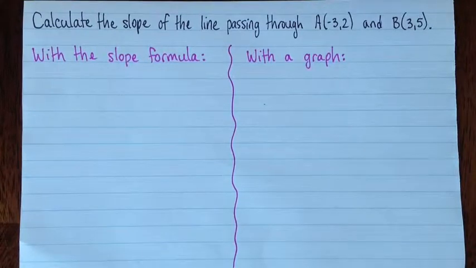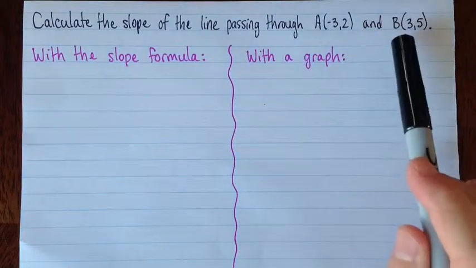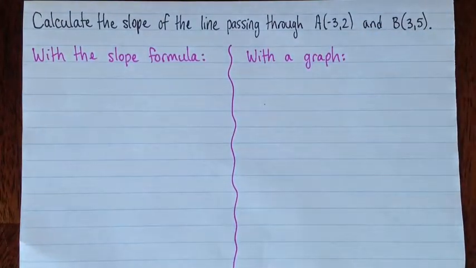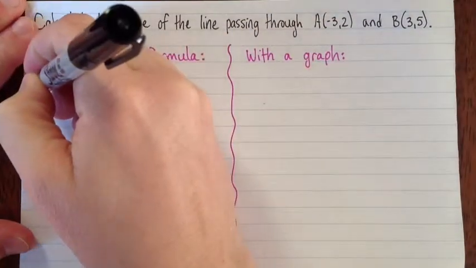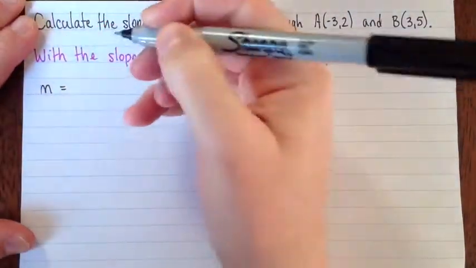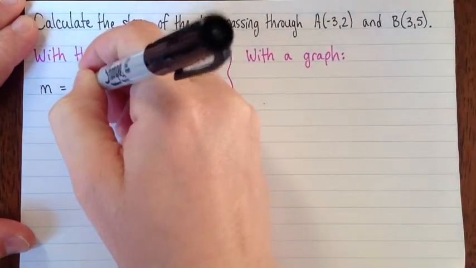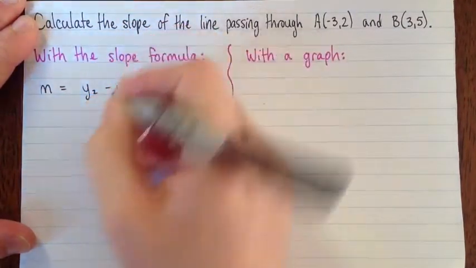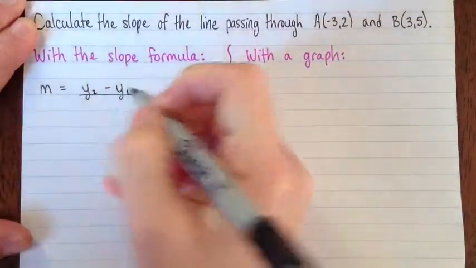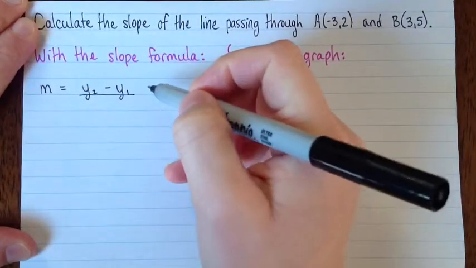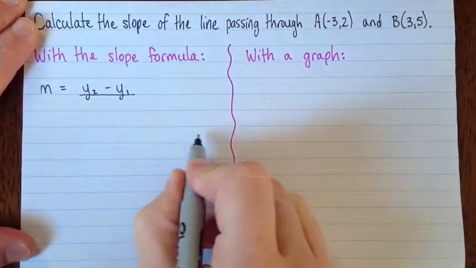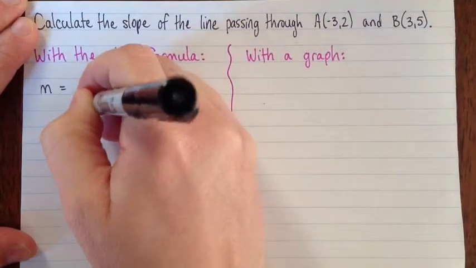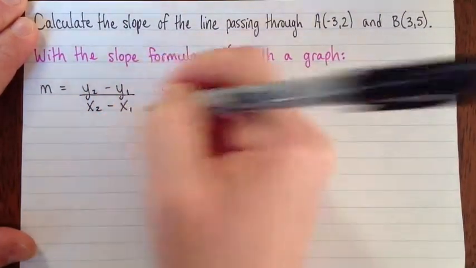Okay, so here's an example where we're asked to calculate the slope of the line that goes through A, -3, 2, and B, 3, 5. So we'll do it two different ways and then we'll compare the two ways. First of all, with the slope formula, we've got m equals the difference in the y's, or the change in y's, y2 minus y1. And remember that how much the y's change, that's how much we go up on the graph, so that's the rise. The run is how much we go over on the graph, so that's the difference in the x's, x2 minus x1.